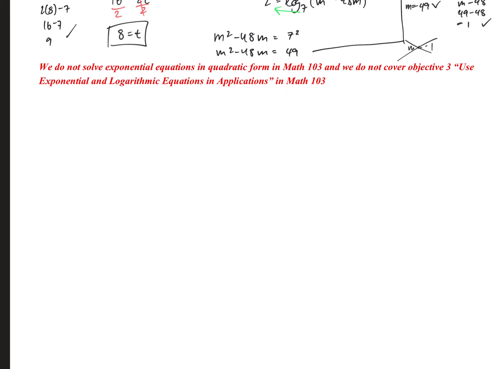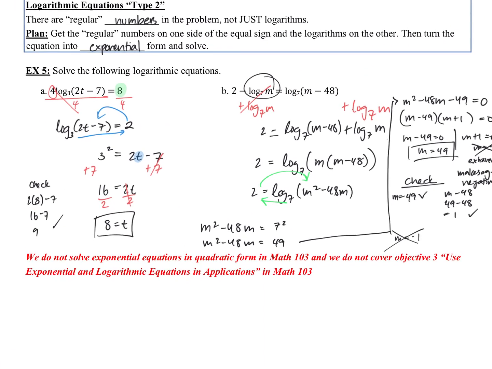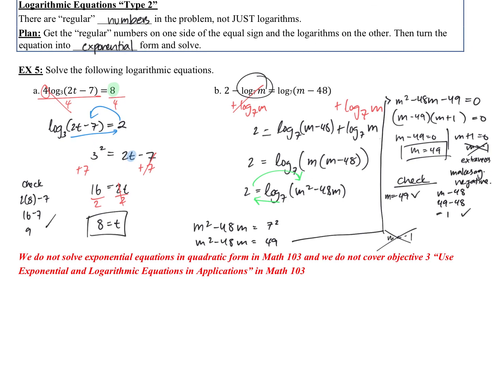And we do not solve exponential equations in quadratic form in Math 103. And we also don't cover Objective 3. So that is it for 4.5. So we have the exponential equations, the two different types: the bases are the same, or they're not. And then we have the logarithmic equations, where we have only logs in the problem, or we have a number as well. Or a regular number, you could say. Alright, that is it for 4.5. Please email me if you have any questions.